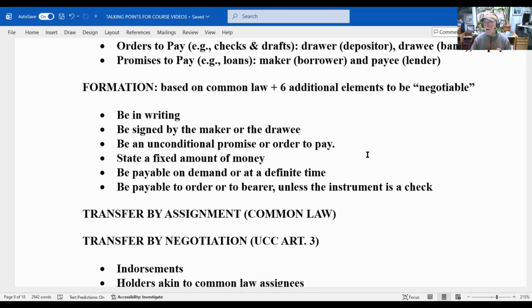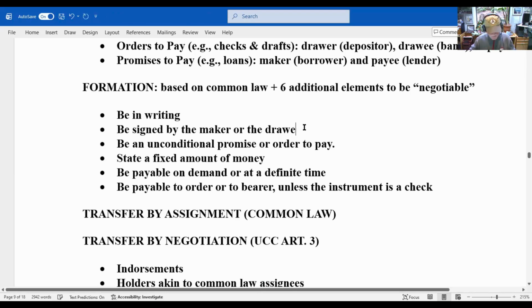The other is the drawer. It should be drawer, I guess. Signed by the maker or the drawer. It shouldn't be drawee. I'm going to change that right here.